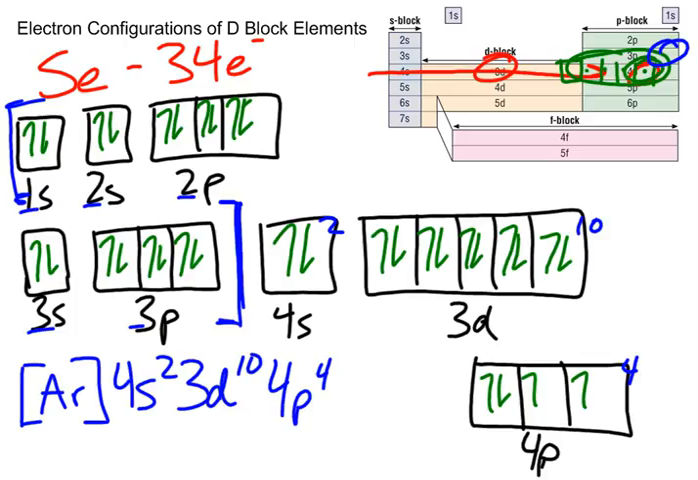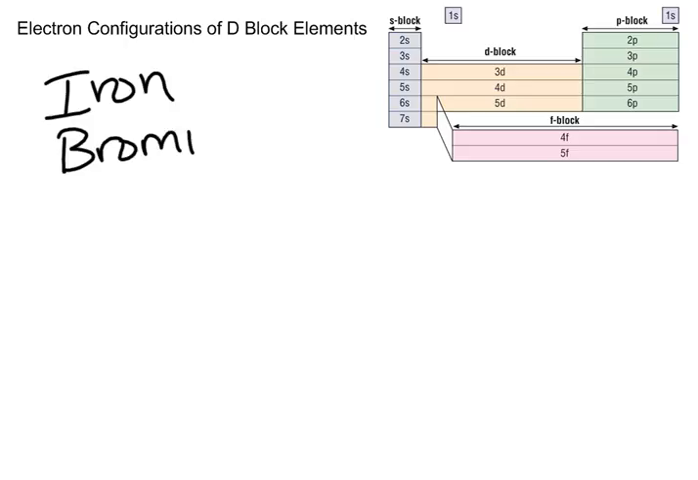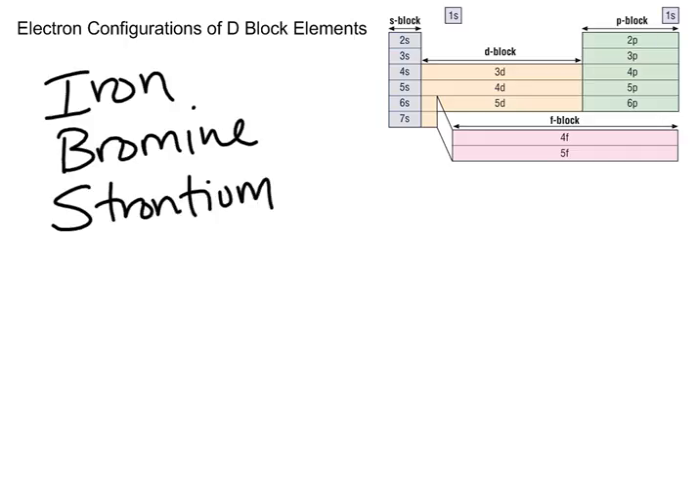I do have a couple for you to nibble on. Okay? I would like you to give me the electron configurations for, let's go with iron, bromine, and strontium. Give those a shot, and if you guys have any questions, ask me in class, and that's about it.